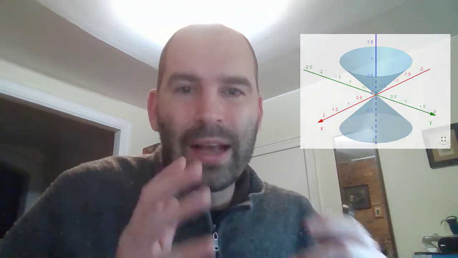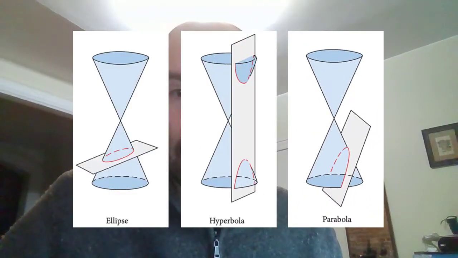And if you take that cone and you make a conic section, and you make a conic section by intersecting this cone with a flat plane, depending on the angle of that plane, you'll get either an ellipse, a hyperbola, or a parabola. So an ellipse is one of the three conic sections.